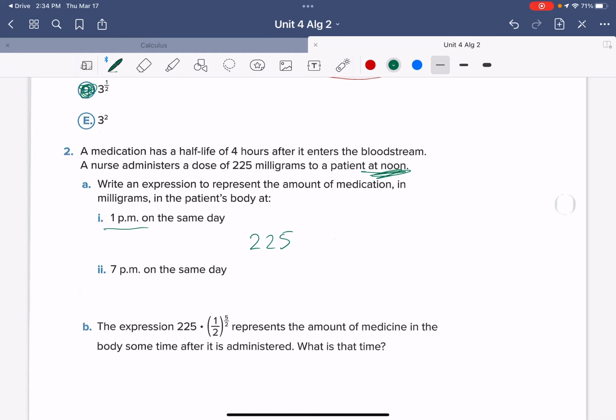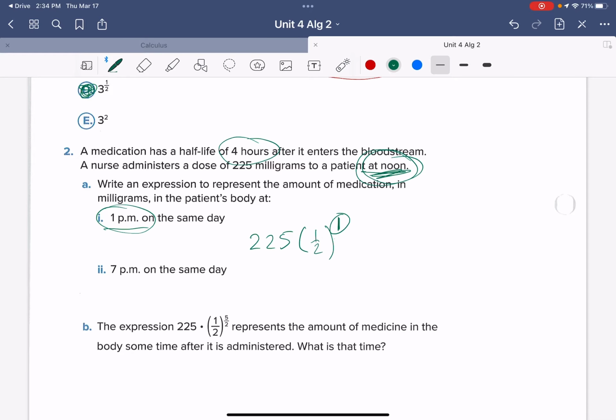So it's 1 hour later. Well, it's the thing where it cuts in half every 4 hours. So you would say, okay, it's going to go from 225, half as much in 4 hours. It's one time period of 4 hours. It's going to cut it in half. So this 1 represents 4 hours. So we want to do it from noon until 1. Well, that's only 1 hour later. So the exponent isn't 1, it's a different fraction. So what's the different fraction going to be?